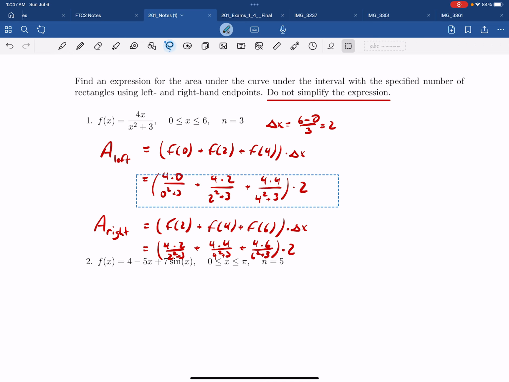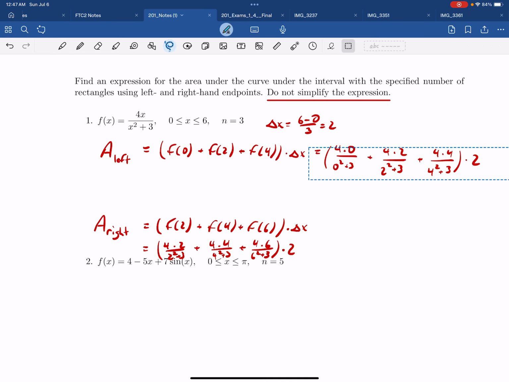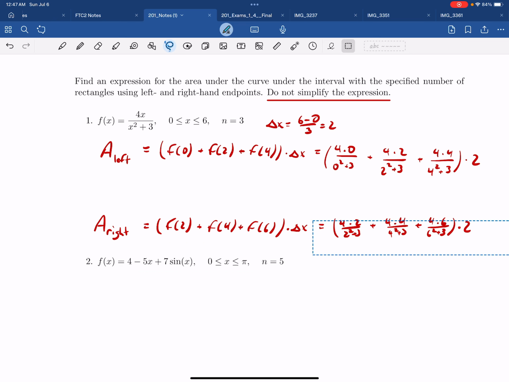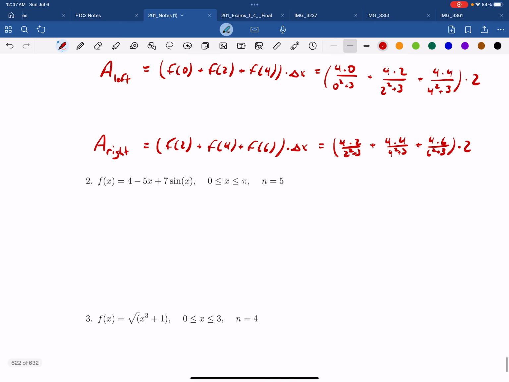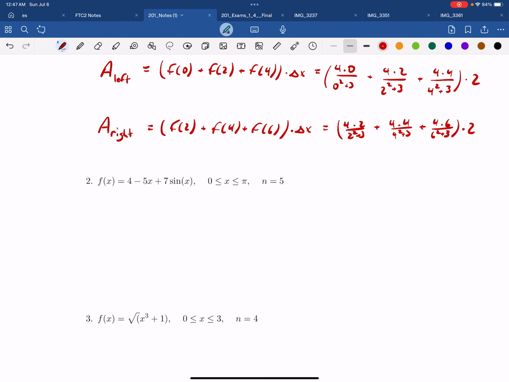I think maybe I could squeeze that on there. Oh, I can. Oh, the little things in life. Beautiful. Anyway, let's look at the next problem. Move this up just a little bit. Perfect. This one, again, don't worry about the nastiness of the expression. We're not simplifying it. We have 5 rectangles. So let's see what we get here. Notice that delta x in this case is going to equal pi minus 0 over 5, for a lovely pi over 5.